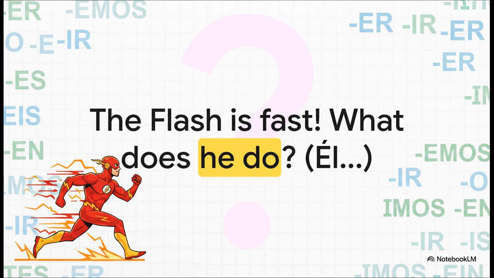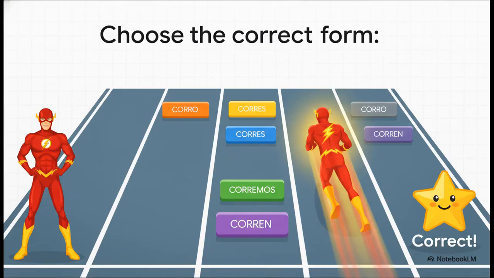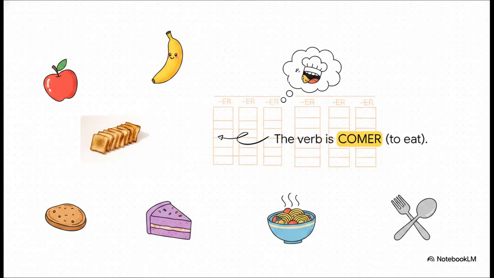We're looking for the él form, the he form of the verb. All right, here are your options. Go ahead and take a look. The correct answer is corre. Perfect. Remember, for an ER verb, when we're talking about he, we just drop that ER and add a simple E. Él corre. Excellent work.